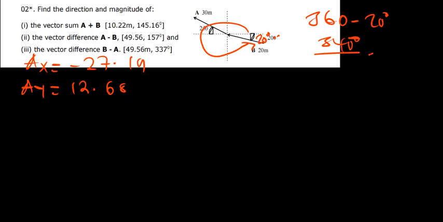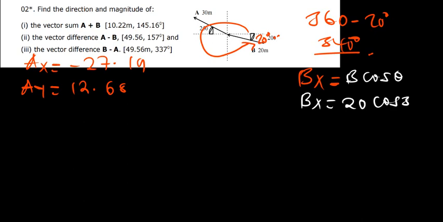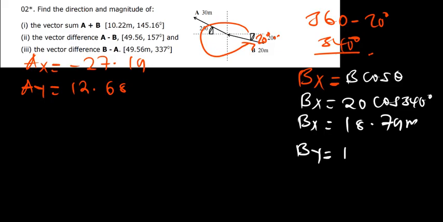So I'll say bx is equal to b cos theta. So my bx is now, b is 20, then cos 340. So my bx will be equal to 20 cos 340, which is 18.79 meters. Let's also resolve b into y component. So it's b sine theta. So by will be equal to, my b is 20.